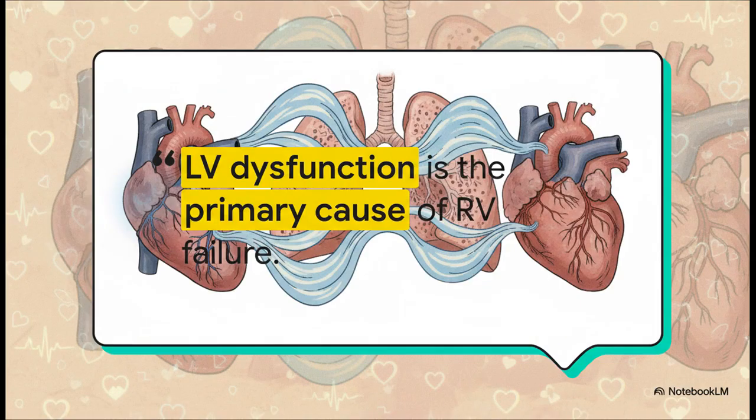And this right here, this is a huge clinical pearl. Write this one down. While right-sided failure can happen by itself, the number one most common cause is actually pre-existing left-sided failure. It just makes sense, right? The pressure backs up from the left side through the lungs, and that pressure eventually just overwhelms the right ventricle, causing it to fail too.